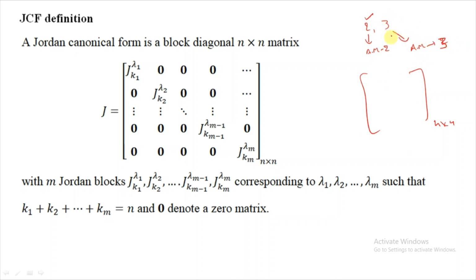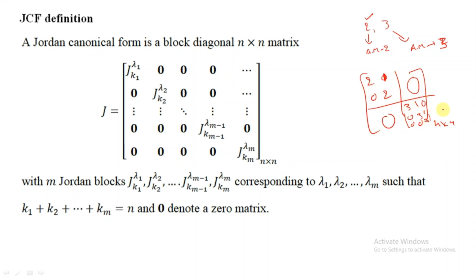A 2 by 3 Jordan block, like this one, with 2 on the diagonal and 1 on the super diagonal. This is one block. Next, we again get the eigenvalues; the main eigenvalues are in the main diagonal, 3, 3, 3, algebraic multiplicity 3, repeating 3 times. That means the super diagonal entries are 1, 1, and this is 0, like this one. These are total zero matrices.